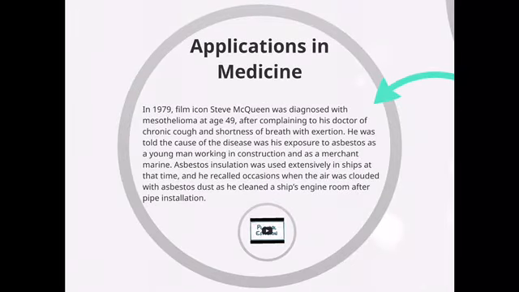Applications in medicine. In 1979, film icon Steve McQueen was diagnosed with mesothelioma at the age of 49, after complaining to his doctor of chronic cough and shortness of breath with exertion. He was told the cause of the disease was his exposure to asbestos as a young man working in construction and as a merchant marine. Asbestos insulation was used extensively in ships at that time, and he recalled occasions when the air was clouded with asbestos dust and he cleaned the ship's engine room after pipe installation.